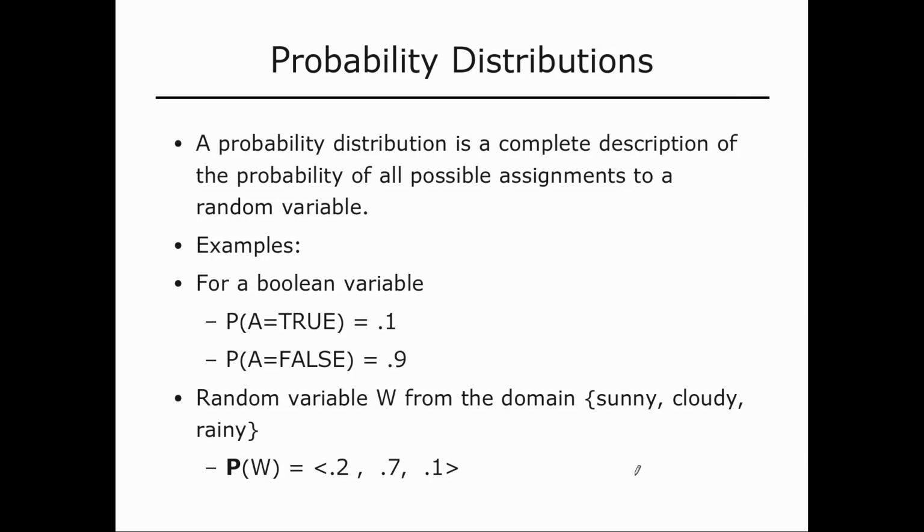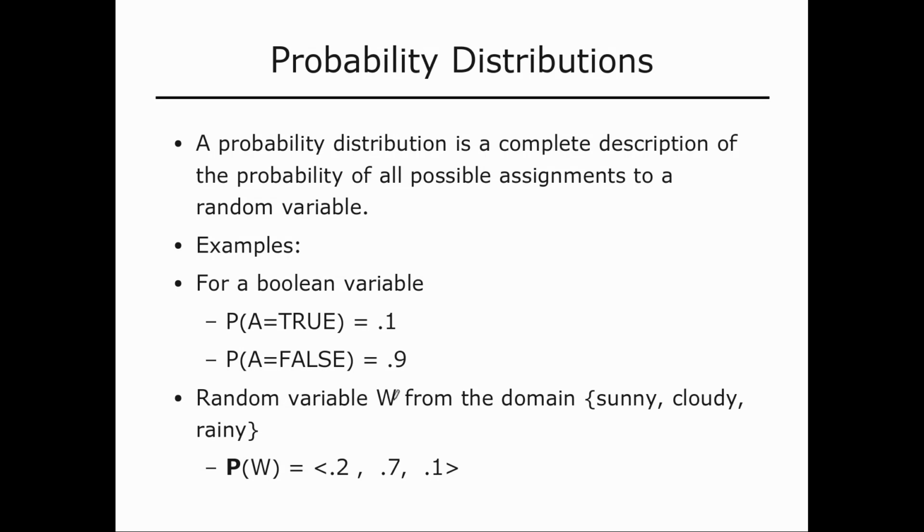Okay, so we can talk about probability distributions. A probability distribution is just a complete description of the probability of all possible assignments to a random variable. So if our random variable is A, the complete probability distribution can be expressed this way. The probability that A is true equals 0.1. The probability that A is false is 0.9. Now we know everything there is to know about the probability of A.